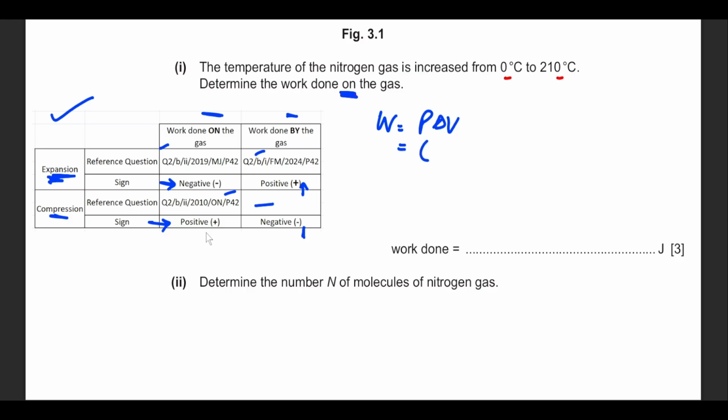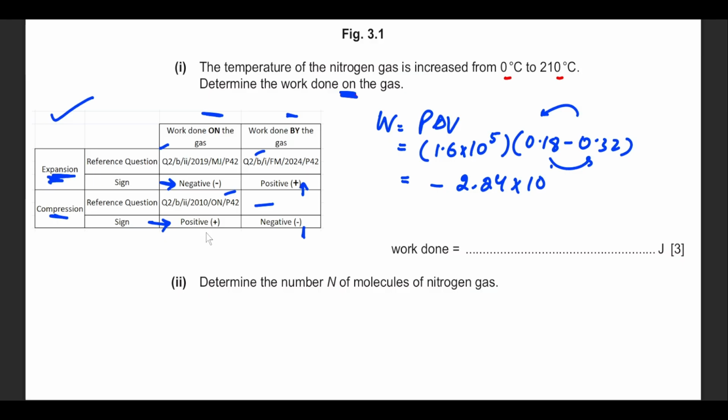The external pressure this all happened against was 1.6 power 5 into simply 0.18 minus 0.32. You can put this the other way around as well, final minus initial, but you need to realize that the answer will be negative. It should be negative 2.24 into 10 raised to power, sorry, it's not 2.24, it's going to be 22,400, which you can definitely convert into standard form. So this will be negative 2.2 into 10 raised to power 5 joules.